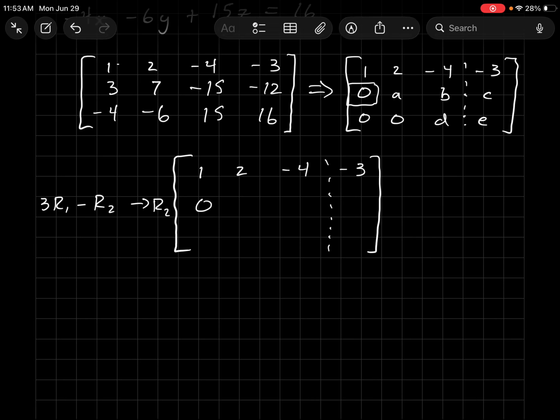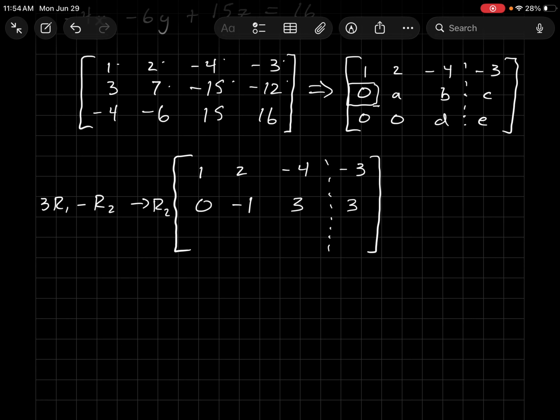So I'll do 3 times 2 minus 7 gives me negative 1. Then 3 times negative 4 minus a negative 15 gives me a positive 3. And finally, 3 times negative 3 minus a negative 12 gives me positive 3 as well. Be very careful when you're doing these things. It is easy to make mistakes. And if you make any mistake up front, it's going to mess with you in the back end. So just watch all your numbers carefully.